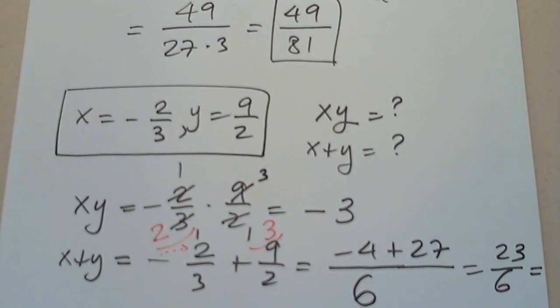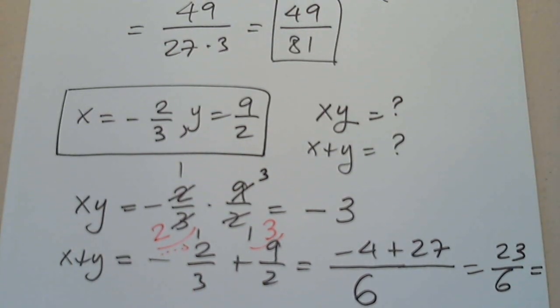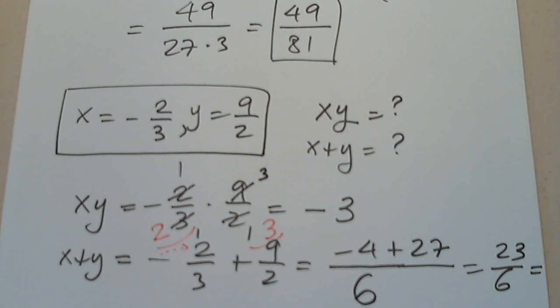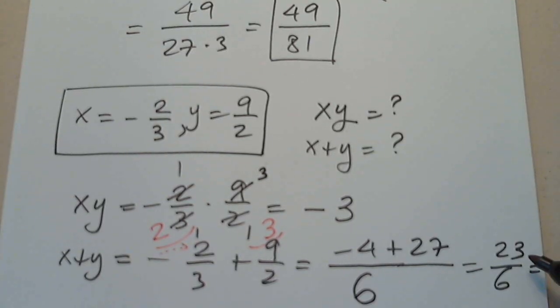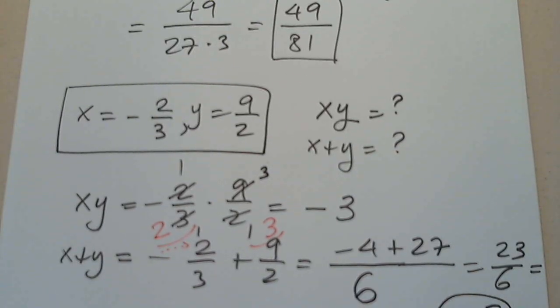Can anyone tell us how to take the integers out? How many integers would you take out? Three. Yes, indeed. 3 times 6 is 18. And then 23 minus 18 is 5. And that is a simplified form. Any questions?